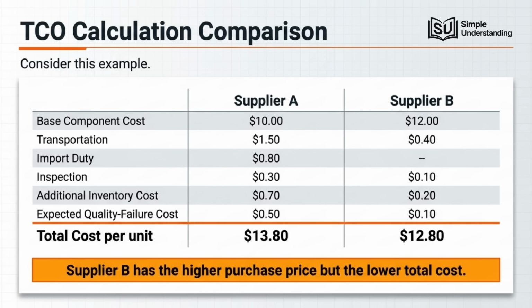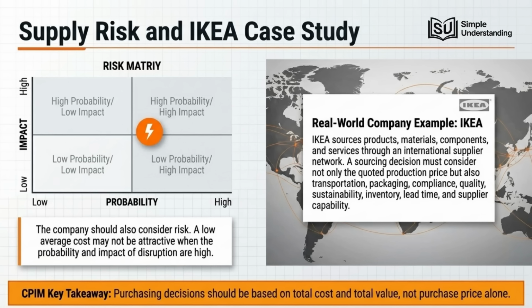Supplier B offers the component for $12. Additional cost includes transportation, 40 cents, inspection, 10 cents, inventory cost, 20 cents, expected quality failure cost, 10 cents. Total equals $12 plus 40 cents plus 10 cents plus 20 cents plus 10 cents. The result is $12.80 per unit. Supplier B has the higher purchase price but the lower total cost. The company should also consider risk. A low average cost may not be attractive when the probability and impact of disruption are high.